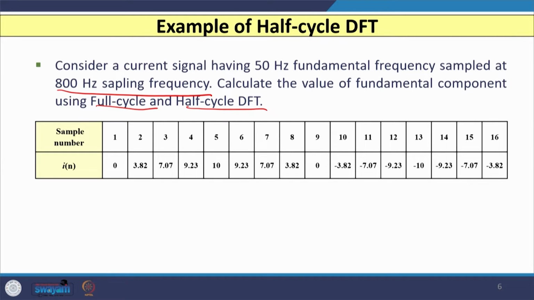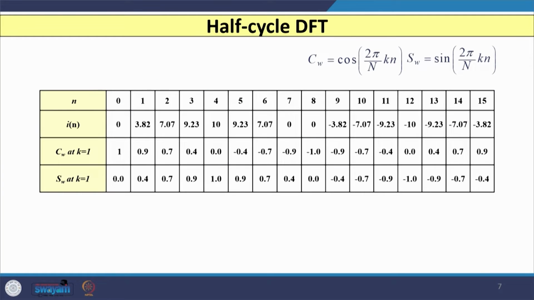So, let us consider, as we have considered, an 800 hertz sampling frequency. So, there are 16 samples available, and with reference to each sample we have acquired the values mentioned in this table. Now, with this table, I calculate the Cw component by putting k equal to 1, which indicates that we are interested in calculating the phasor value of the fundamental term.